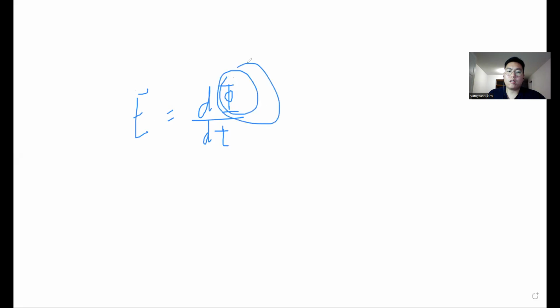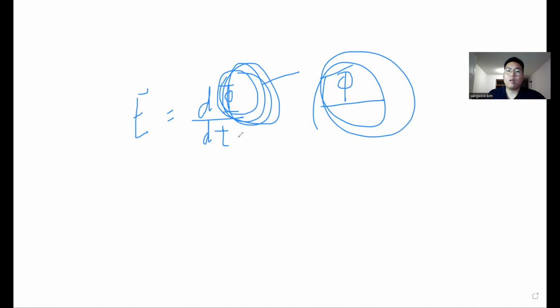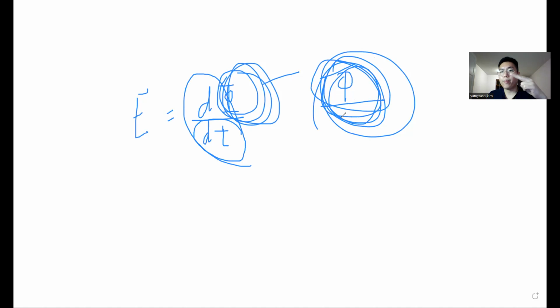So this is phi, not pi. This is the magnetic flux. You know what I mean? So when time goes by, if the flux changes, the coil itself feels like the flux is changed, and the induced EMF is induced. It sounds stupid, but what I mean is that EMF is induced at the coil.